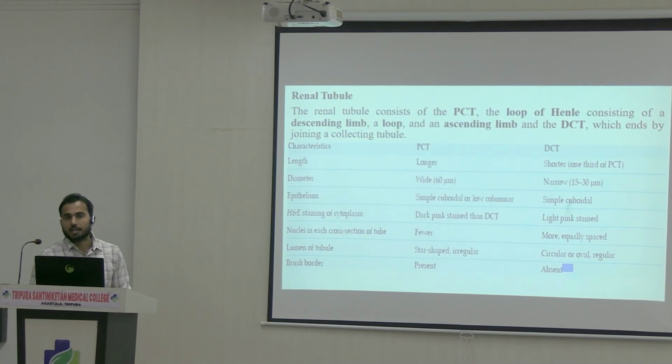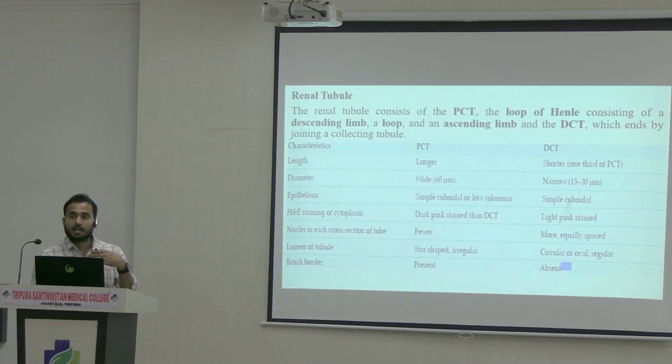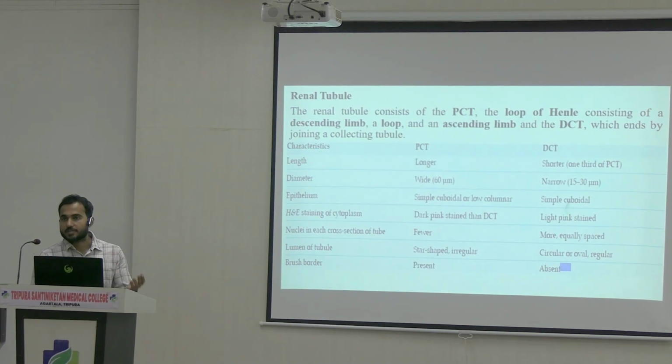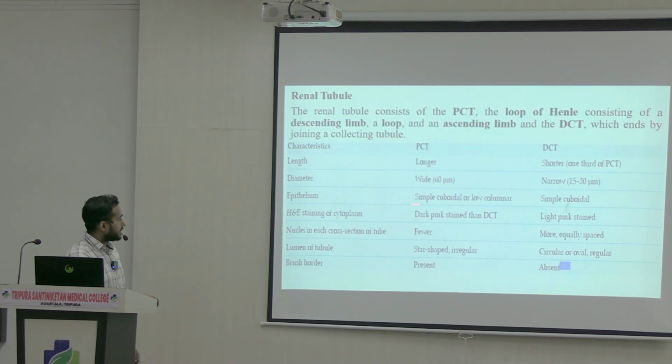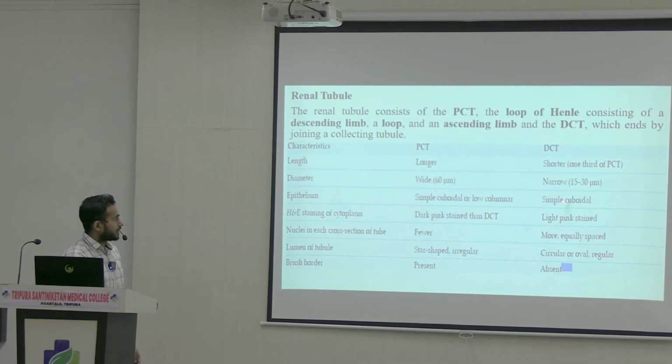Okay, so this is also an important identifying feature which will help you identify the PCT and DCT under the microscope. Next, you can see the epithelium, it is simple cuboidal to low columnar. Here only you are getting the simple cuboidal epithelium.